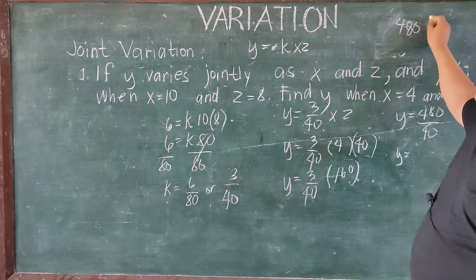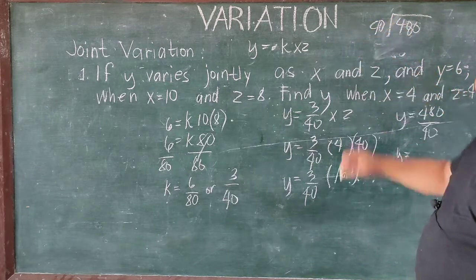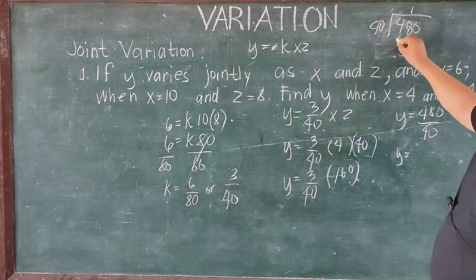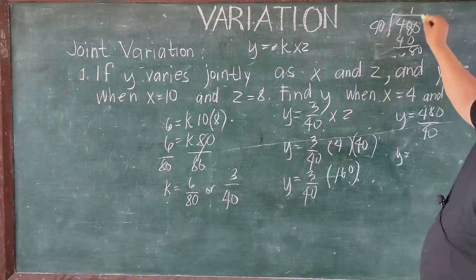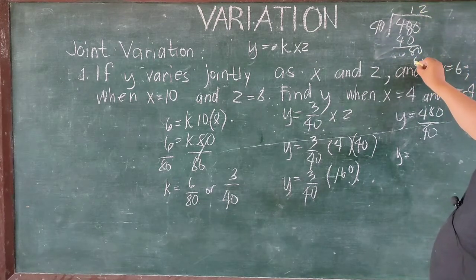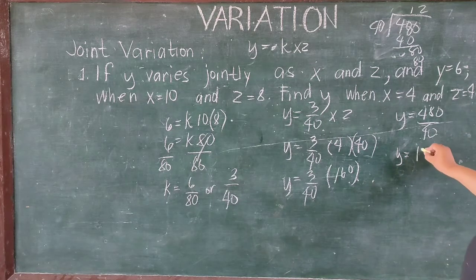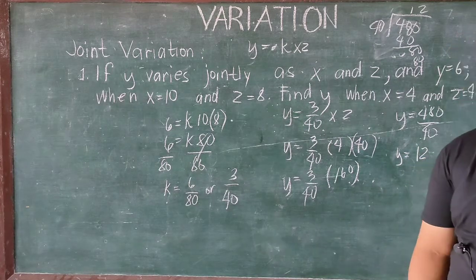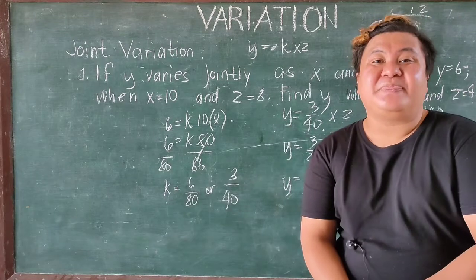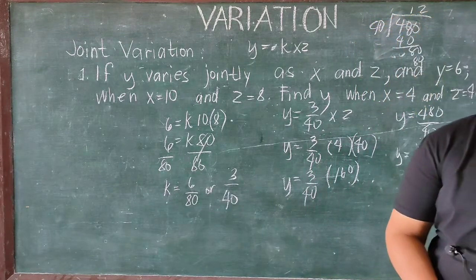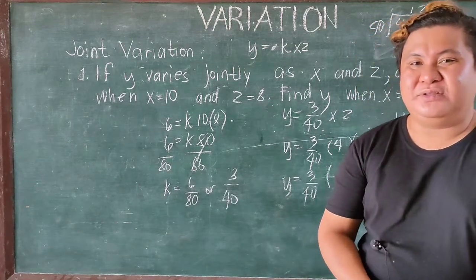So your y now is equal to 480 divided by 40. 40 times 12 is 480. So you have now your answer, which is y is equal to 12. That's it. That is how you are going to solve a joint variation.